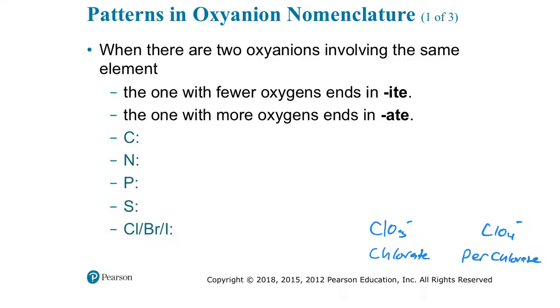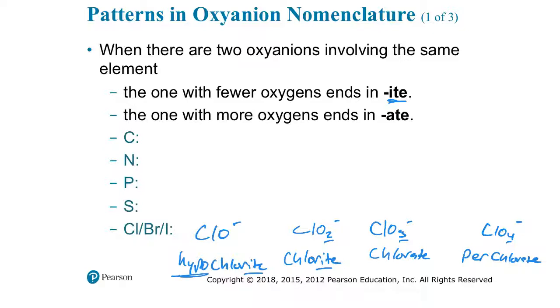And if we take an O away, if you lose an O, then you change the ending to ITE. So if you go to ClO2-, we're keeping the charge the same. We're not changing the charge, just changing the oxygen counts here. Then we change the ending to ite. So chlorite. And then lastly, ClO-, this would be hypochlorite. So we just add hypo and keep that ite ending.